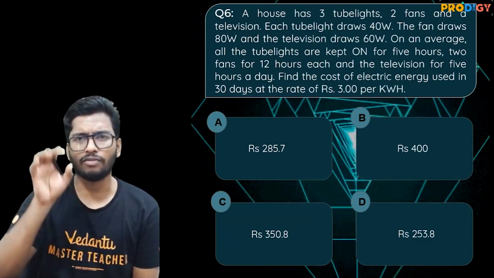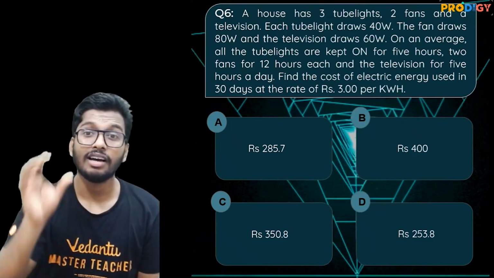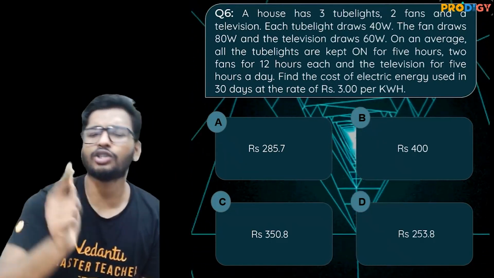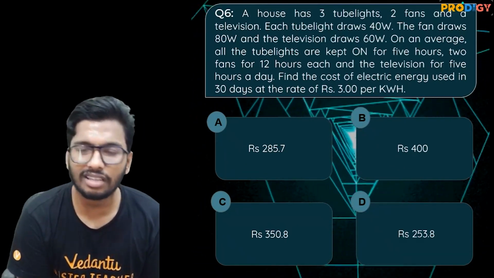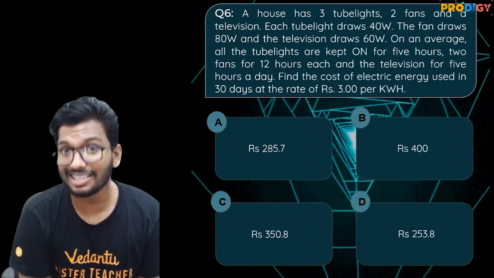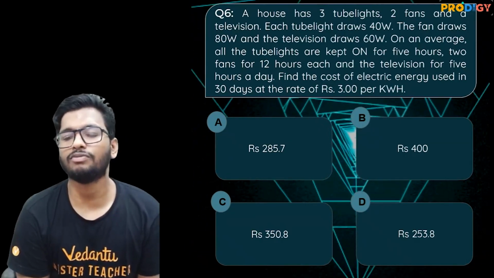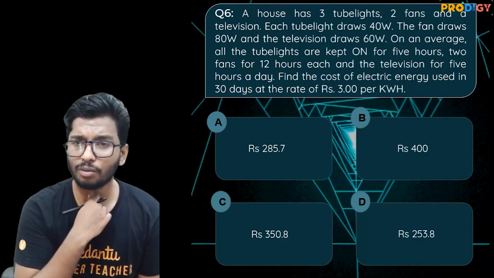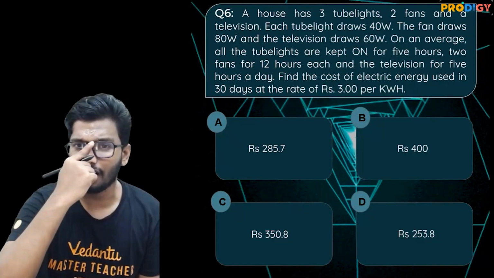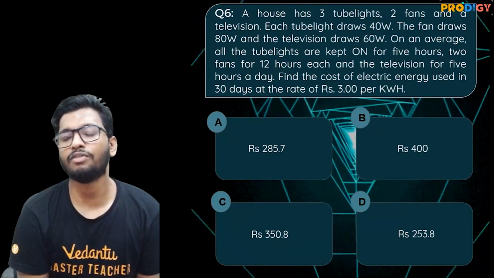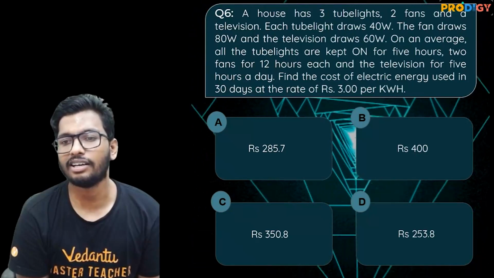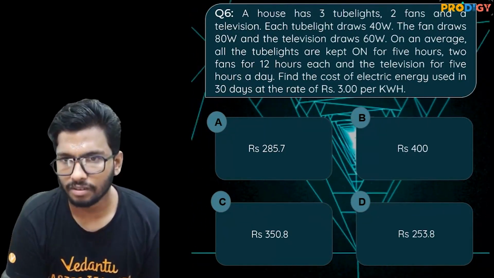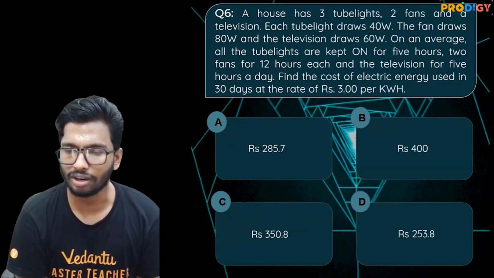So this is the question, guys. It's a very detailed question, requires a little bit of calculation, but I want you to do it. This question is very important, so try it out. A house has 3 tube lights, 2 fans and a television. Each tube light draws 40 watts, each fan draws 80 watts and the television draws 60 watts on average. All the tube lights are kept on for 5 hours, the 2 fans for 12 hours, and the television for 5 hours a day. Find the cost of electric energy used in 30 days if the rate is 3 rupees per kilowatt hour.